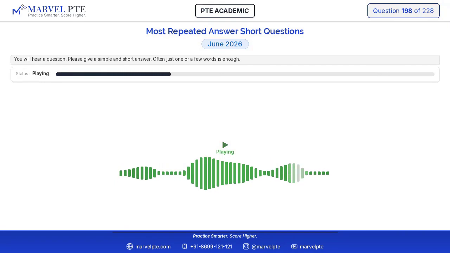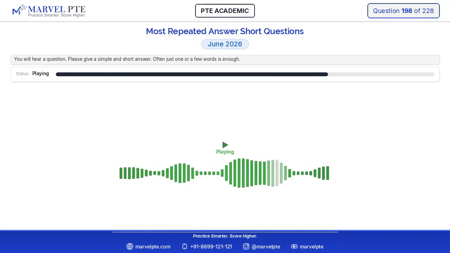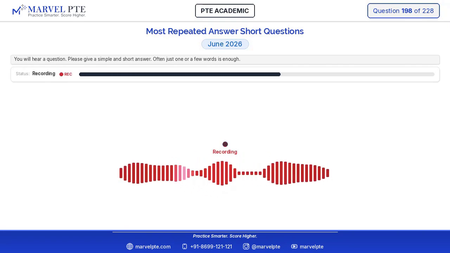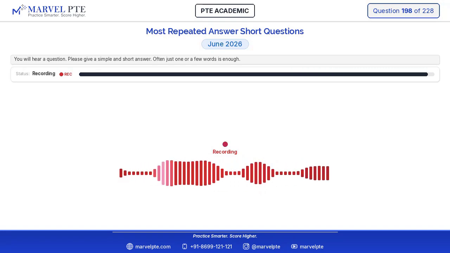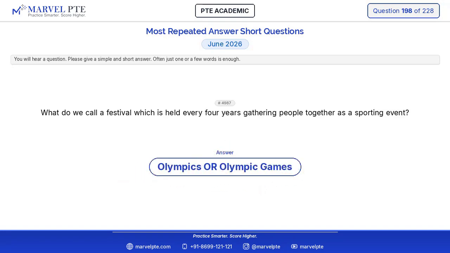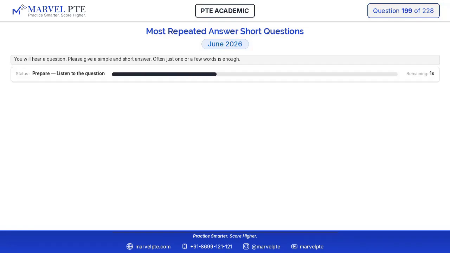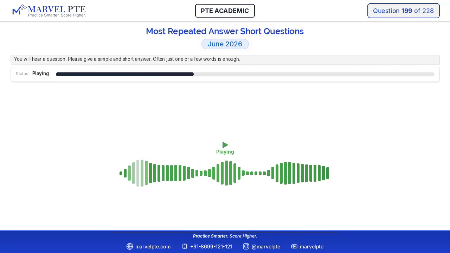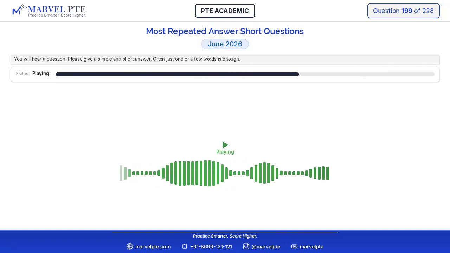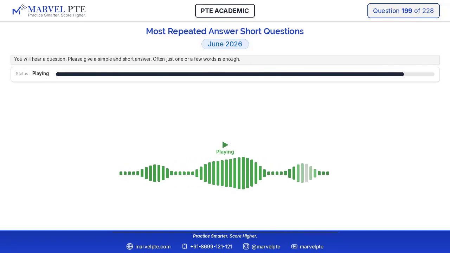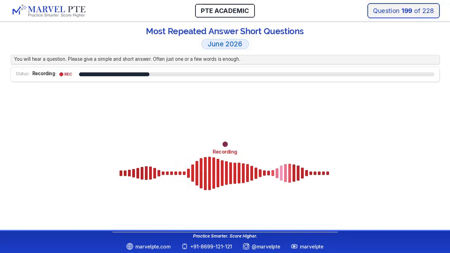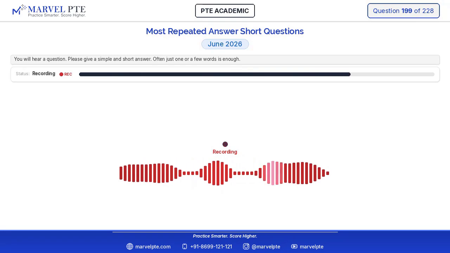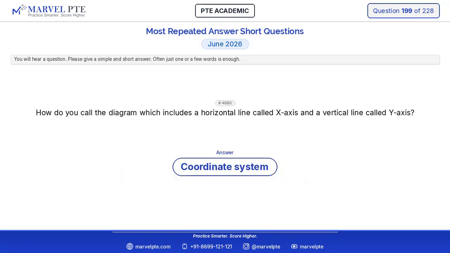What do we call a festival, which is held every 4 years, gathering people together as a sporting event? Olympics. Olympic Games. What do you call the diagram, which includes a horizontal line called x-axis and a vertical line called y-axis? Coordinate system.